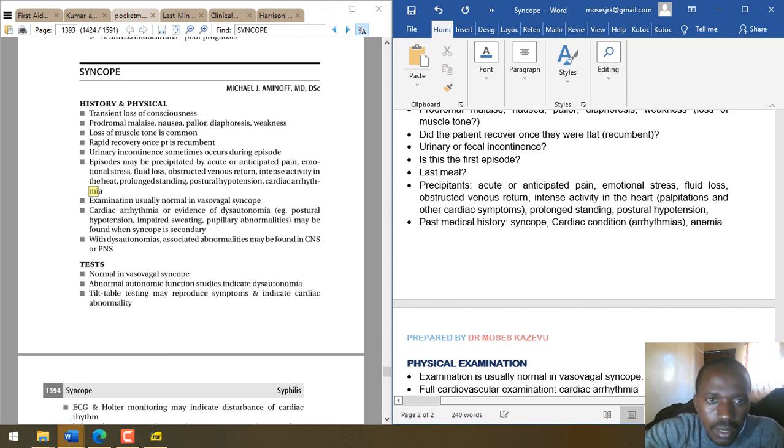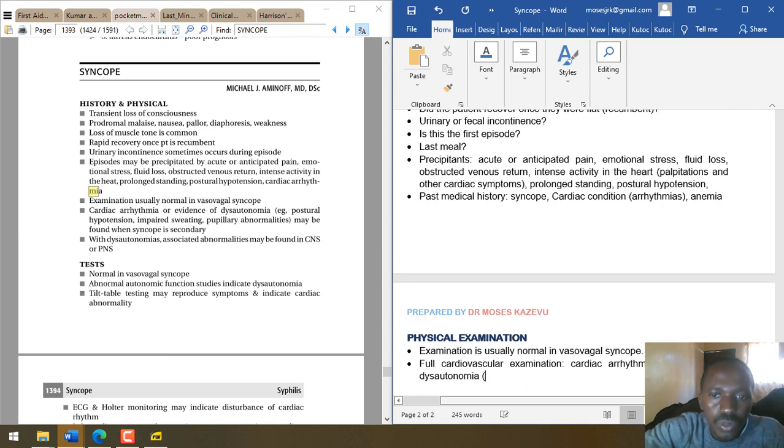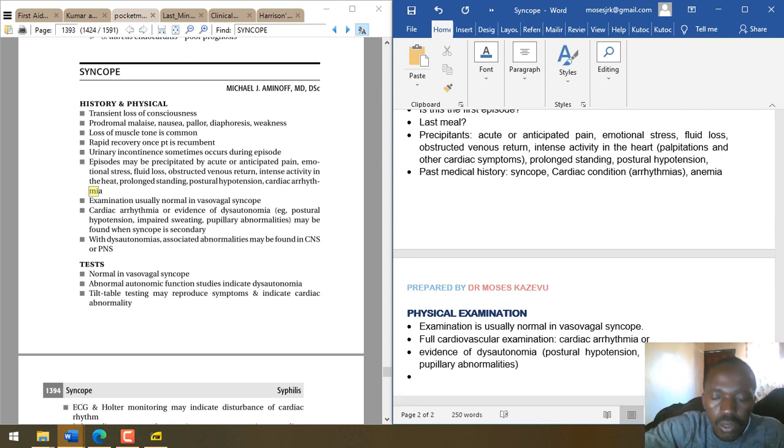Cardiovascular examination. So you should look out for cardiac arrhythmias. Oh, evidence of dysautonomia. So pretty much postural hypotension, impaired sweating, pupillary abnormalities. Okay, so maybe found in CNS. Okay, so we should also have, I think this shouldn't go here. The evidence of dysautonomia should go on neurological examination.